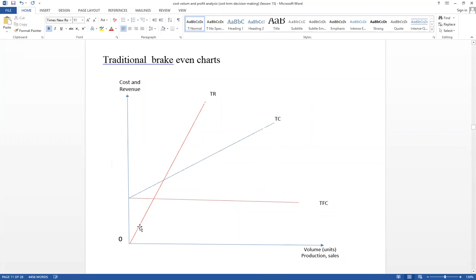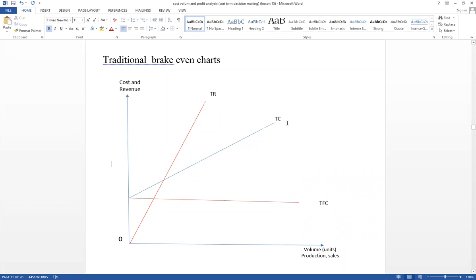Think about total revenue, which starts from zero. Total fixed cost does not change when quantity increases or decreases. And total cost includes total variable cost as well as total fixed cost. Total variable cost starts from zero, but total variable cost is not drawn in the traditional break-even point chart. You have to draw only total revenue, total cost, and total fixed cost.